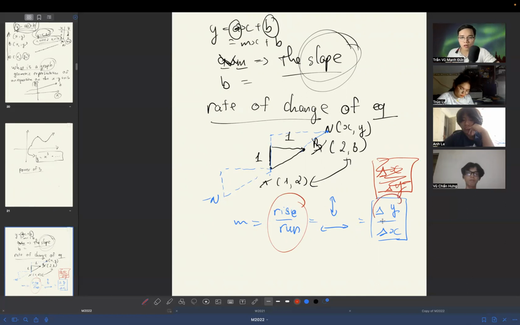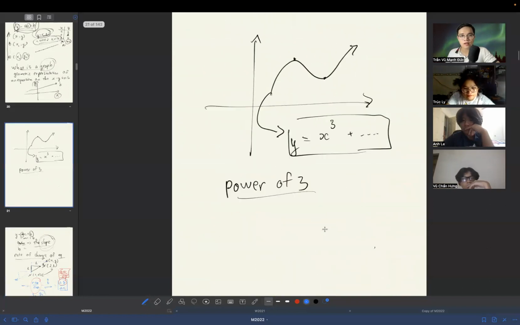And by delta y, what did I mean? I'm using different colors. I meant y2 minus y1 over x2 minus x1. This is the slope.